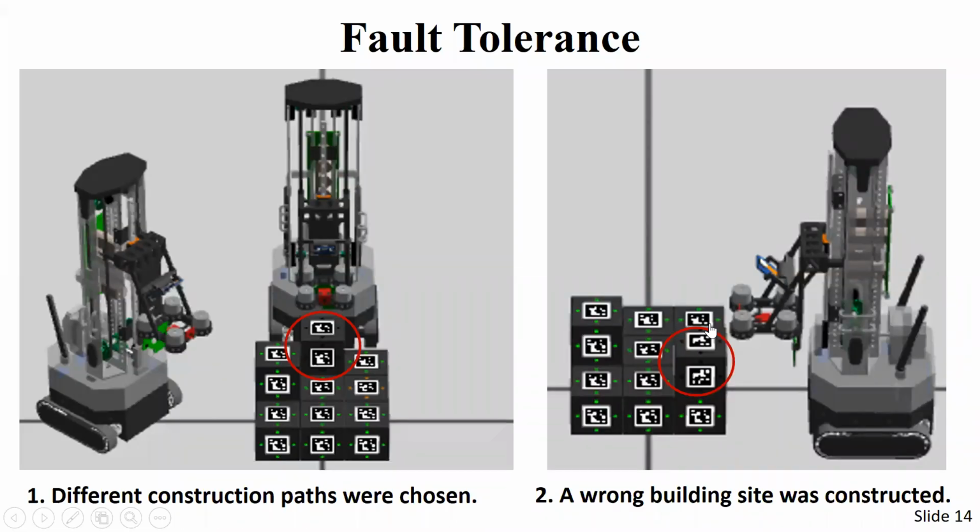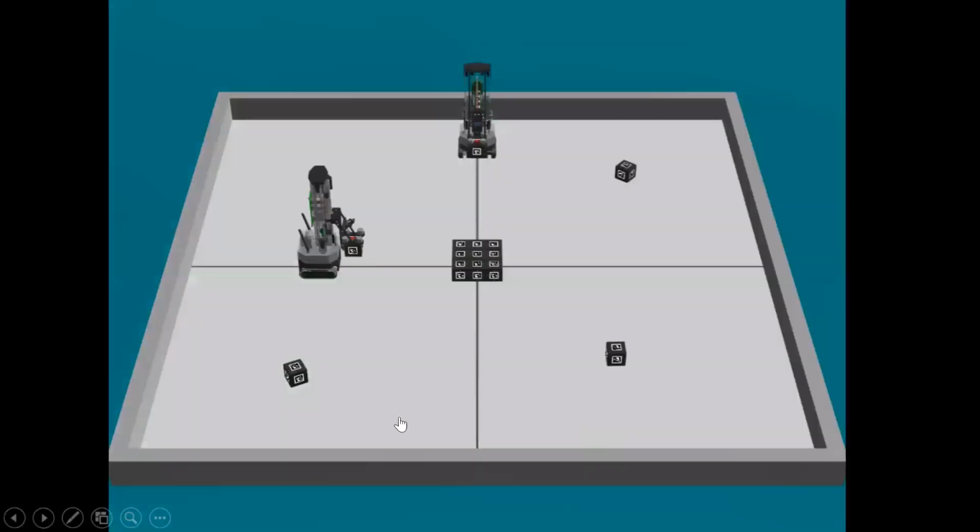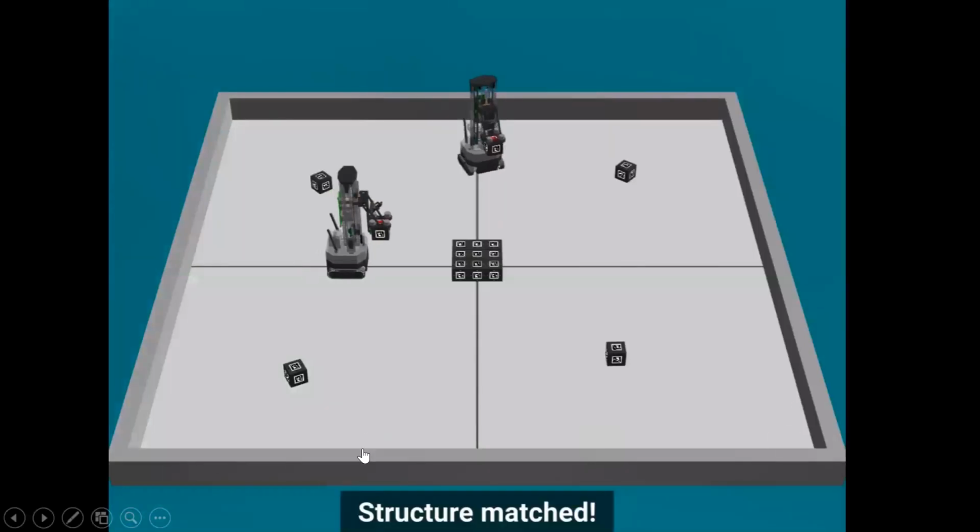So here we want to talk about the fault-tolerant swarm robotic construction system. There are 2 types of fault conditions that we can solve using the block algorithm. Here is the case in the simulation to show both cases of fault tolerance.